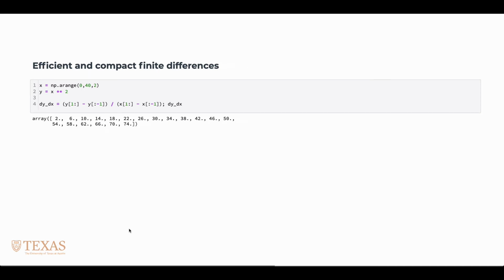Another thing we can do is very efficient and compact finite differences. So from the definition of a derivative, say we have a function f and we want to know how it changes with respect to x, then we can approximate this from the limit, say as delta x goes to 0. I'm just essentially rewriting the definition of a derivative.